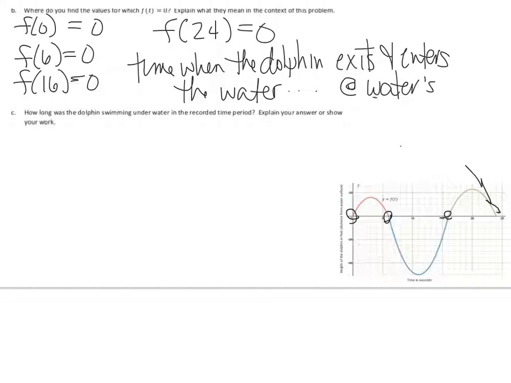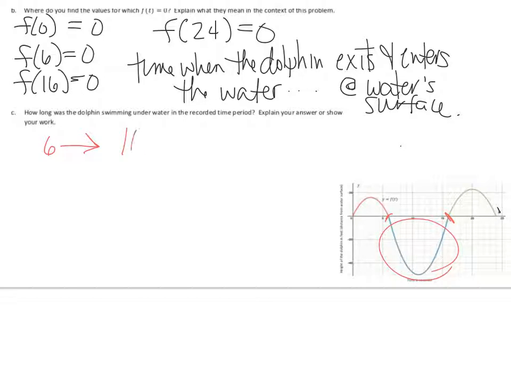How long was the dolphin swimming underwater in the recorded time period? Explain your answer or show your work. Underwater, let me erase these guys. Underwater is just from this time to that time. That's when the dolphin is underwater. So we're at time equals 6 all the way to time equals 16. So for a total of 10 seconds, the dolphin was underwater.